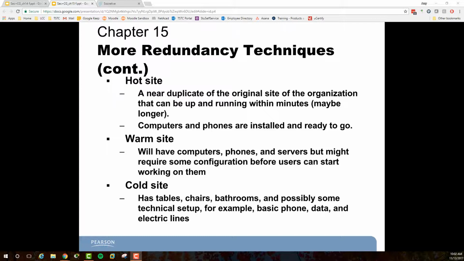And then a cold site is essentially a building that has bathrooms and tables and chairs. If for whatever reason you would have to move your infrastructure and set everything up, as you could probably guess, a hot site's going to be much more expensive to maintain, although it's going to be quicker to get back up and running if you need to. A cold site's going to be cheaper because it's pretty much just a building, but you would have a lot of work to do to get back up to operating standards before you could get back to work.